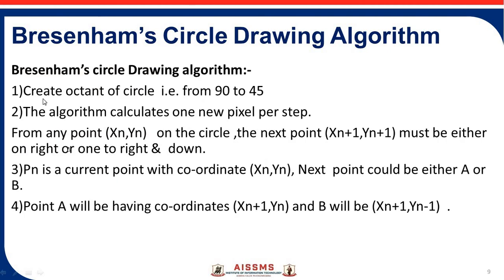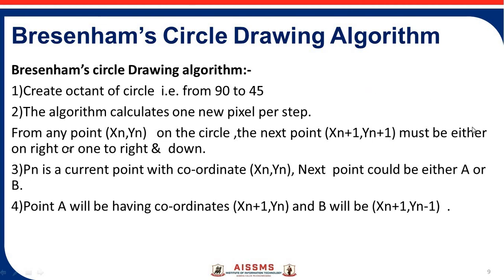Now we'll see the Bresenham circle drawing algorithm. Create an octant of a circle. Here the angle is selected from 90 to 45, 1/8 of the circle. The algorithm calculates one new pixel per step. From any point xn on the circle, the next point xn plus 1, yn plus 1 must be either on the right or right and down.